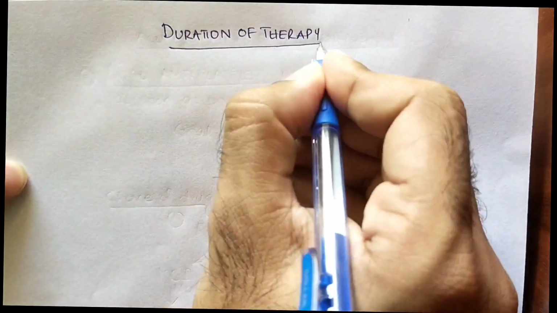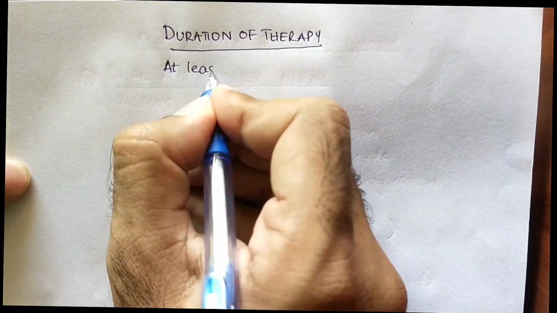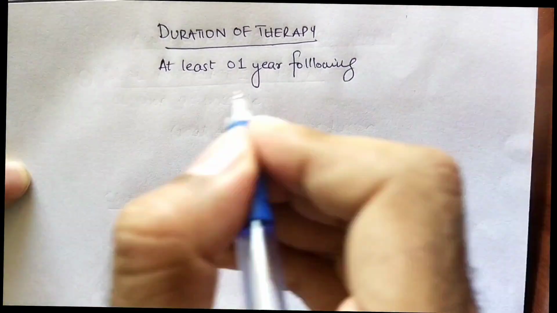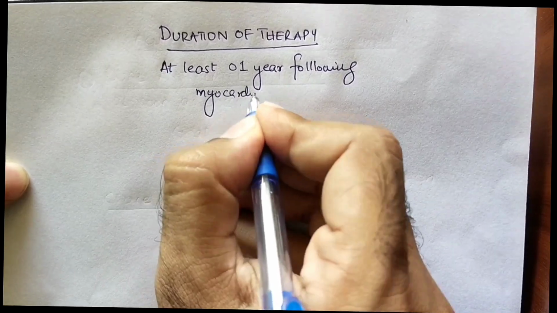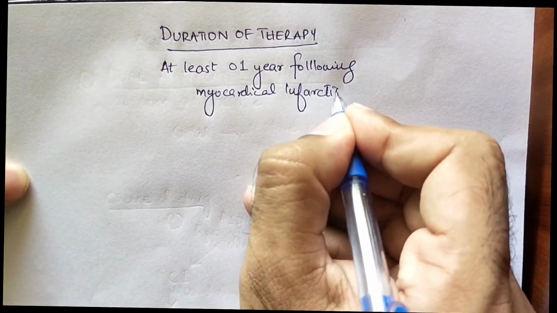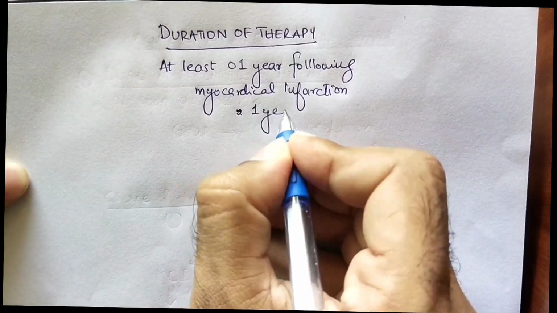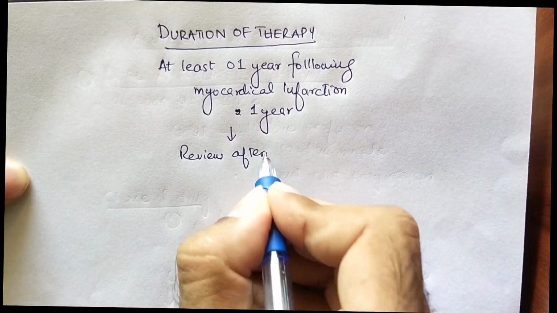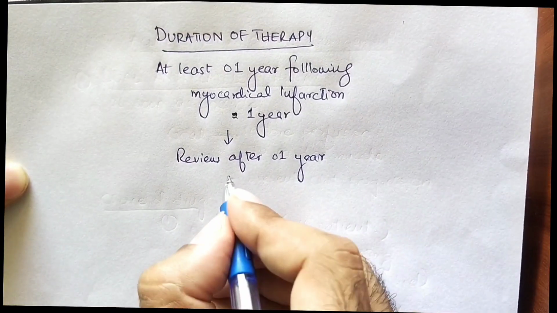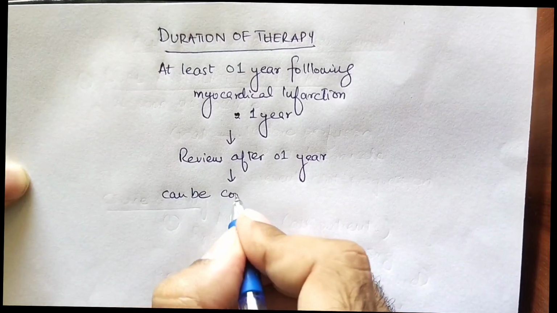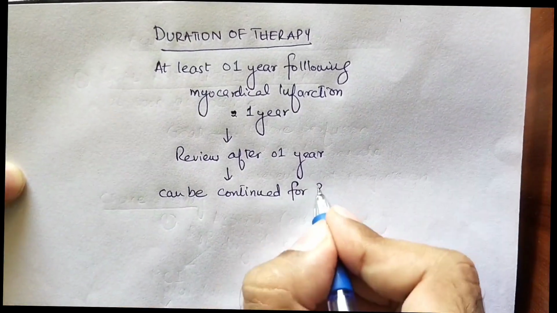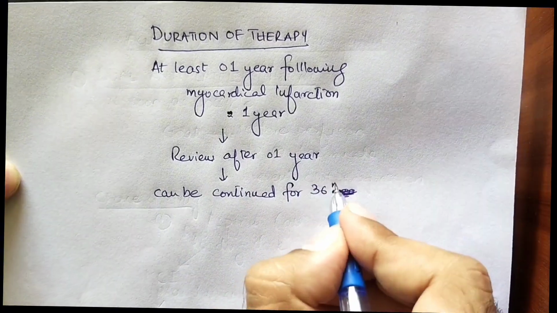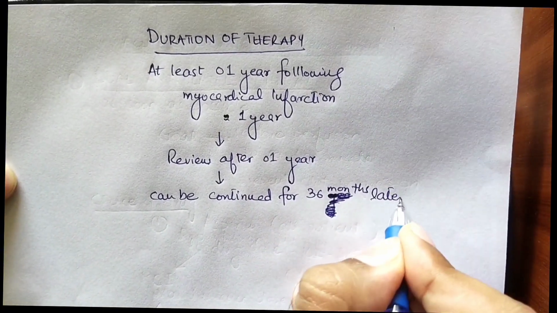Now, the next question is for how long the dual antiplatelet therapy should be given in a case of acute ST elevation MI. Now, according to the research guidelines, it should be given at least 1 year following MI, and after 1 year, the risk and benefits should be analyzed, and it can be continued later on for at least 36 months. There is no harm in extending the dual antiplatelet therapy.